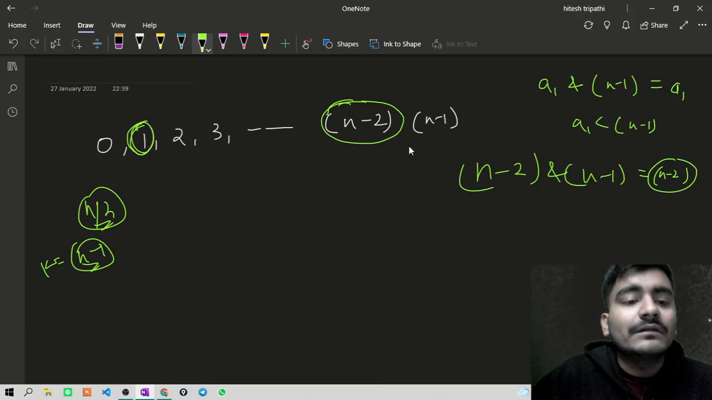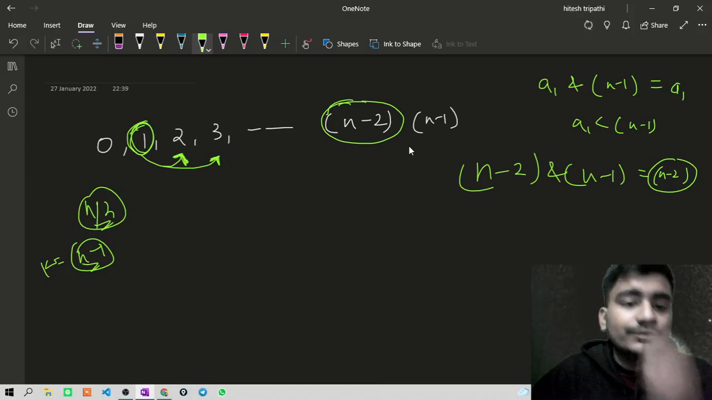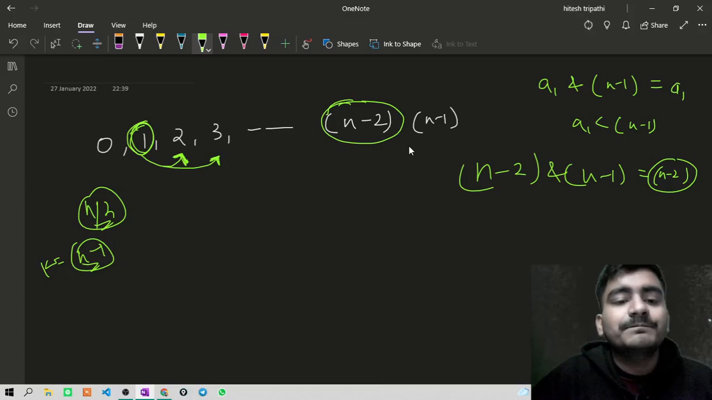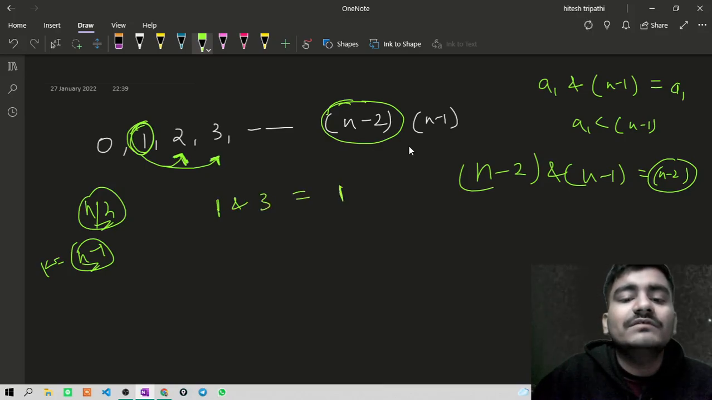I want a 1 after doing bitwise AND. So let's just check it. Whether I will get a 1 with 2? No, obviously not. Whether I will get a 1 with 3? I can get a 1 with 3. Okay. So 1 and 3 will be equal to 1.